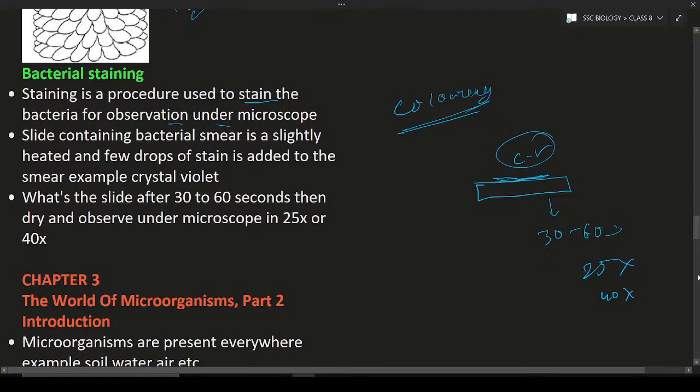So Anusri, what is bacterial staining? Bacterial staining is nothing but coloring. Bacteria are transparent in this way. If you use the stain, the bacteria will have some kind of color, and then you can clearly observe them under the microscope. So staining is nothing but using some kind of colors on the bacteria so that they will be clearly visible under the microscope. So this is about bacterial staining.